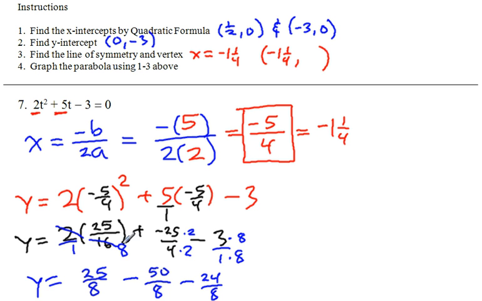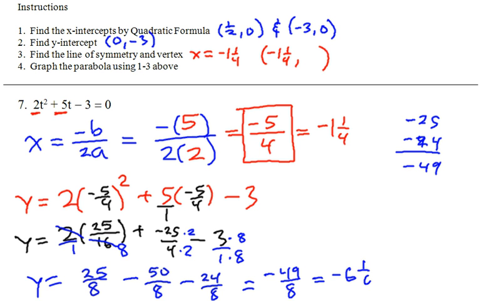Now I've got all 3 terms in terms of eighths, so you can just go ahead and add them up straight. 25 minus 50, a little scratch trick here, will be negative 25. And then minus 24 more will add up to a total of negative 49. So this is adding up to negative 49 eighths. And as a mixed number, 8 goes into 49 6 times, because 6 times 8 is 48. So there's 1 left over. So negative 6 1/8 is the y value. So the vertex is located along the line of symmetry at negative 1 1/4, and its y value is negative 6 1/8.